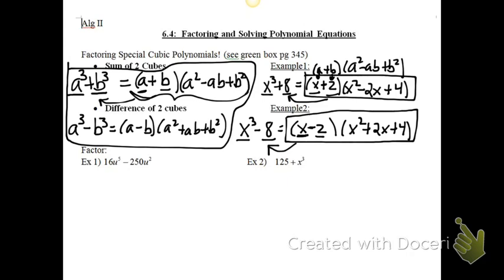One thing that I remember is if I have a sum of two cubes, it's going to start with a plus sign, and then it alternates. So I do plus, minus, plus. And if I have a minus, I know I start with a minus and the rest are plus. That's the way I remembered it.